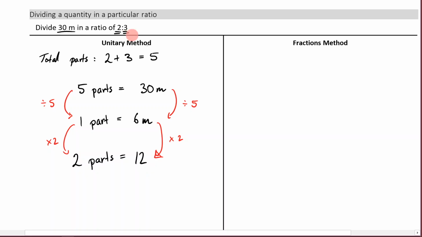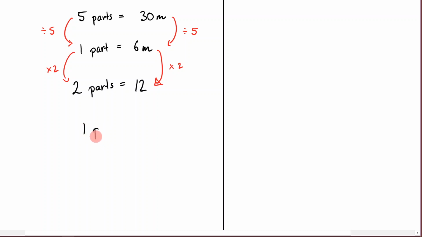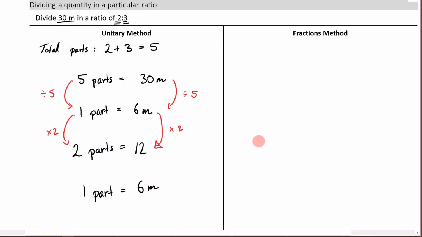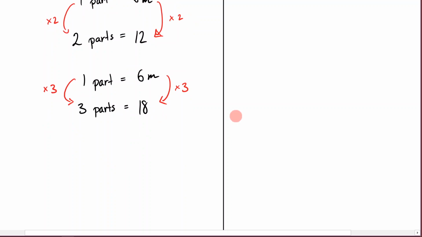I now need to figure out what 3 parts is going to be. So let us again remind ourselves that 1 part is equal to 6 meters. If I want to figure out what 3 parts is going to be, how am I going from 1 to 3? I'm timesing by 3. So on this side, I will likewise times by 3. 6 3s are 18. So I'll put 18 here. And that means my final answer is going to be 12 meters and 18 meters.